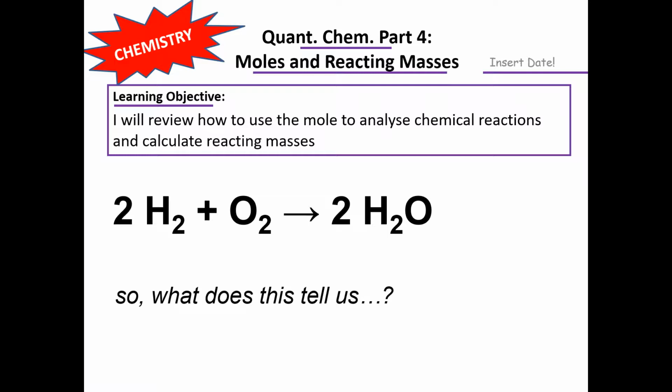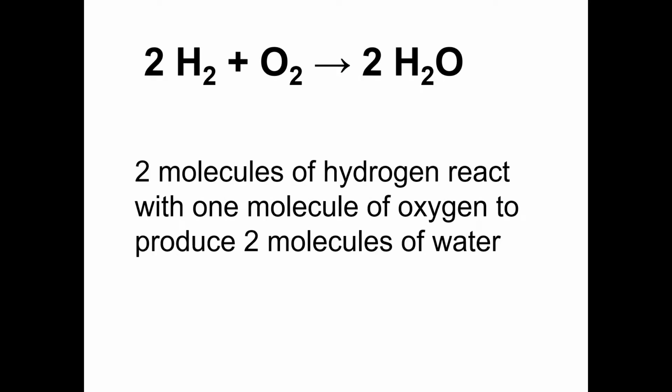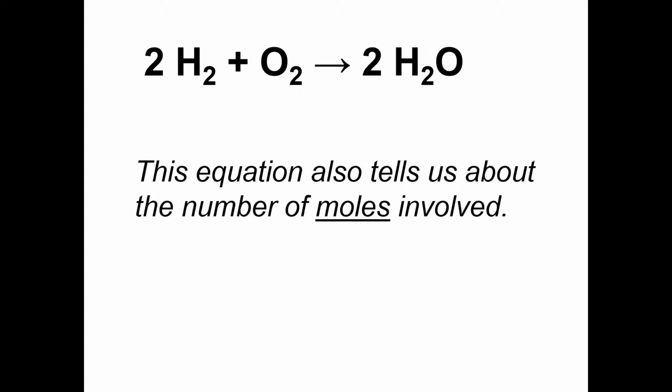Okay, you'll have written different things, I would imagine, but the fundamentals of chemistry are written in this equation, and we need to understand what's going on here. So this tells us that 2 molecules of hydrogen, the H2, react with 1 molecule of oxygen to produce 2 molecules of water. And we can tell the reaction's happening because of our convention of this arrow. It's not an equal sign, it never is, it's an arrow. Okay? This equation also tells us about the number of moles involved.